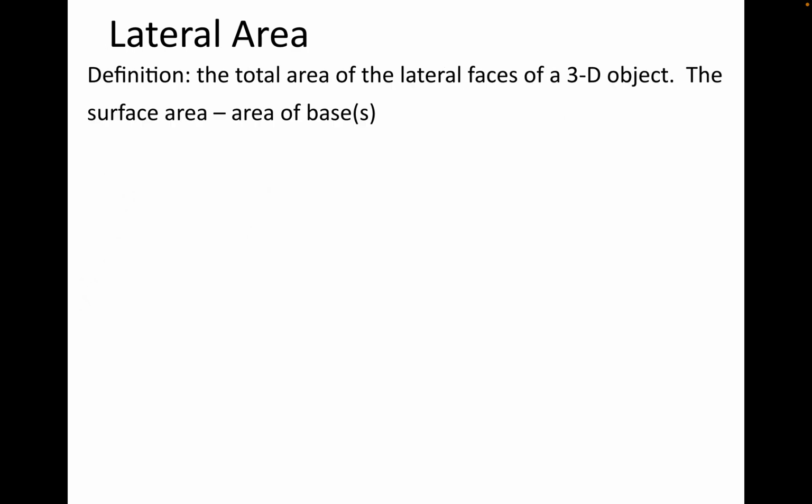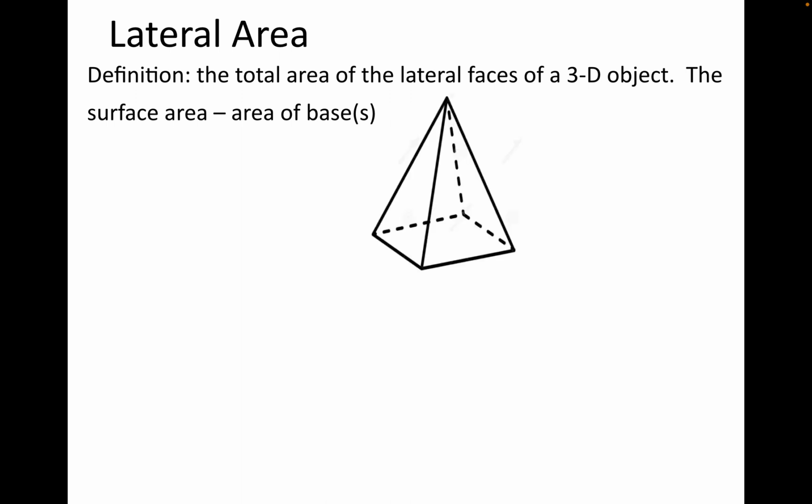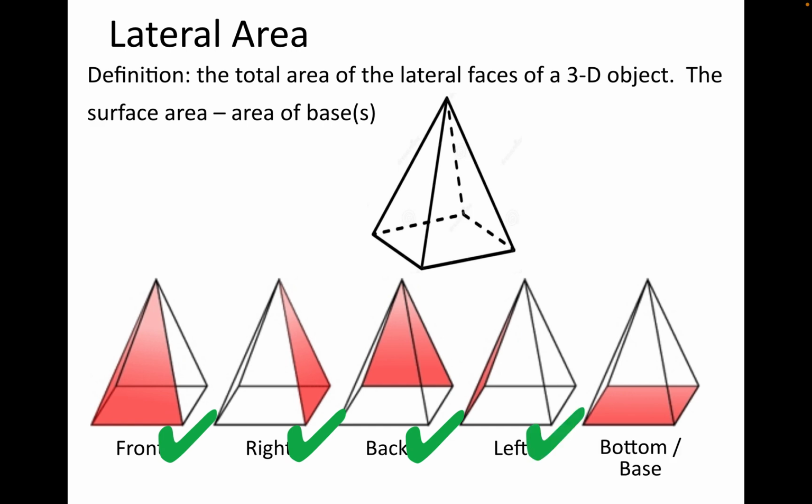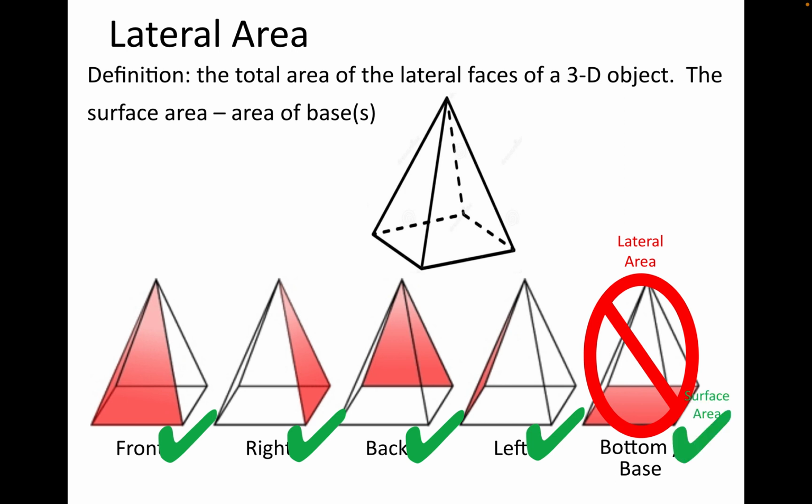The lateral area, by definition, is the total area of the lateral faces of the 3D object. You can either add up all the lateral faces, or you can take the entire surface area and then subtract the area of the bases. So if I have that shape, it has these 5 faces. The front is part of the lateral area, the right is, the back is, the left is, and the base is not. The base would not be part of the lateral area, but of course the base would be part of the surface area.